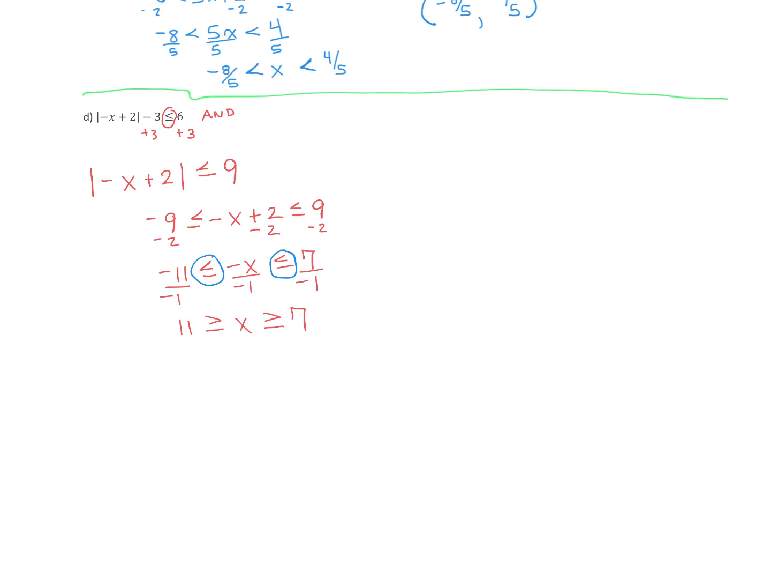So here's one of those situations where 11 is actually bigger than 7. And when we write our interval notation, we want the smaller number to be first. So it's going to be 7, 11. Brackets because we have these equal to bars.